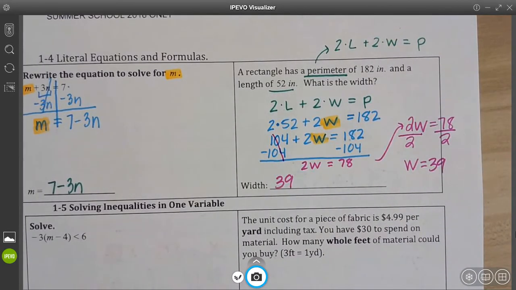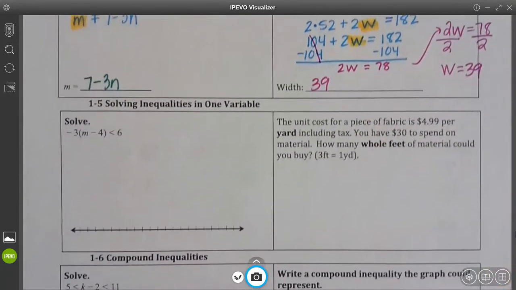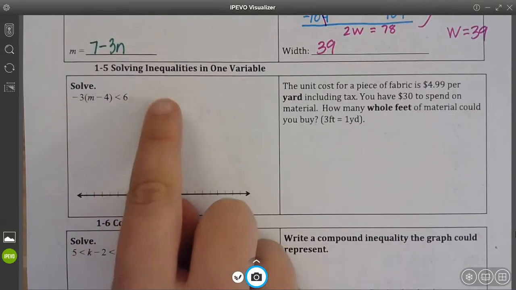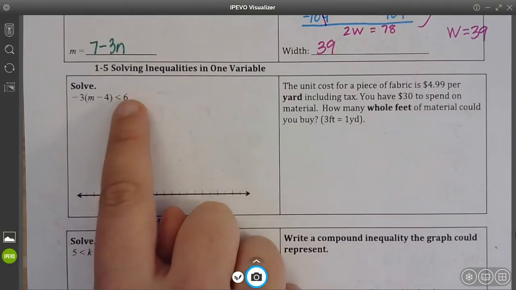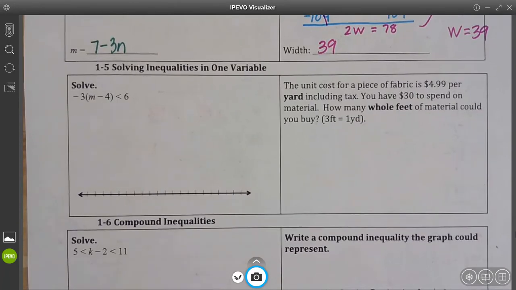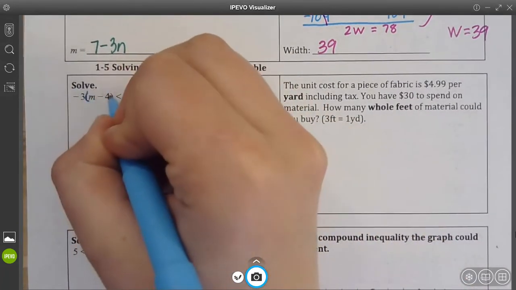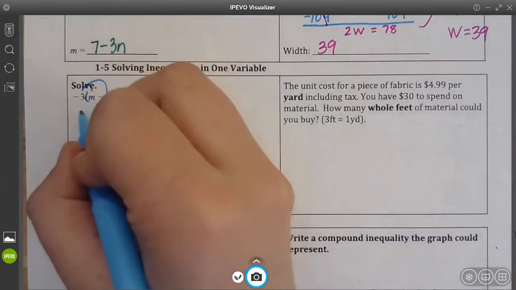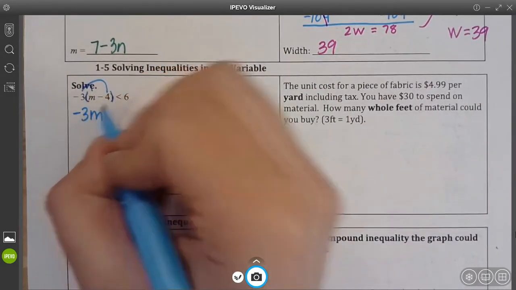Now we're moving on from equations to inequalities, and we're going to solve them in a very similar fashion. So I'm going to treat this inequality, this less than sign symbol, just kind of like it's an equal sign for now, and then we'll talk about how we write our final answers. So whenever I see a problem that has a set of parentheses, I want to go ahead and distribute. Negative 3 times m is negative 3m.